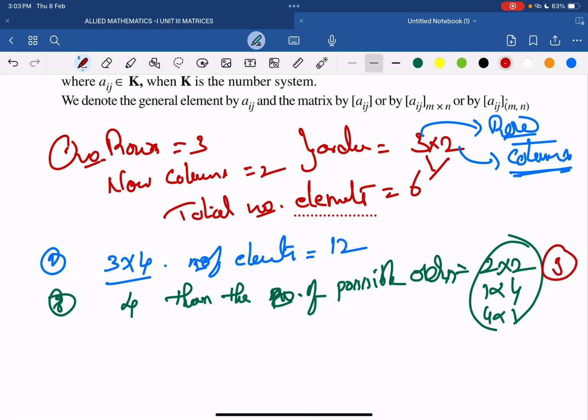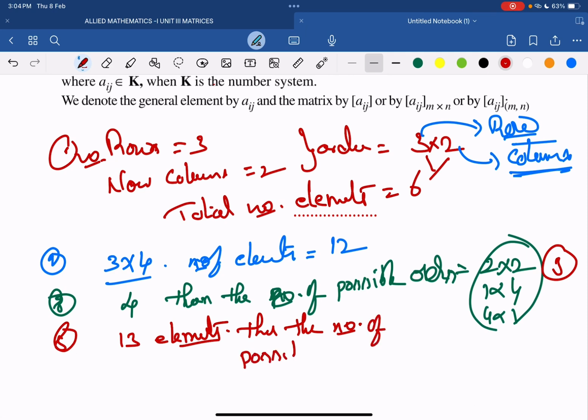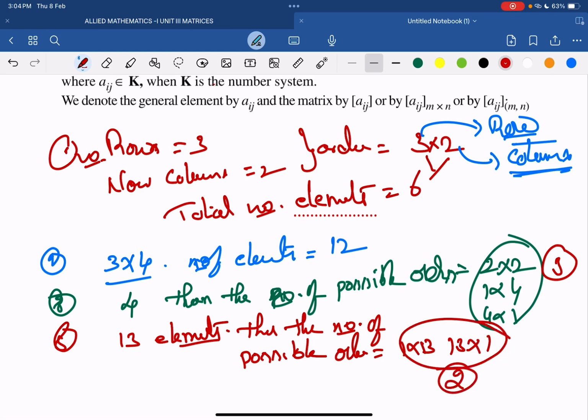Another example: if a matrix has 13 elements, then the possible orders are 1 into 13 and 13 into 1. So how many in total will we get? 2 orders. These are the different orders, 1 by 13 and 13 by 1. In total we get 2 order pairs.